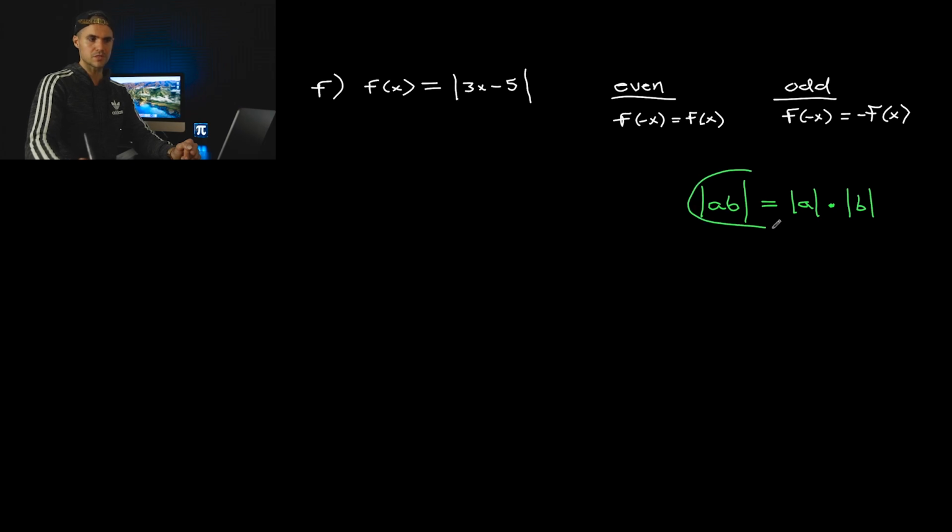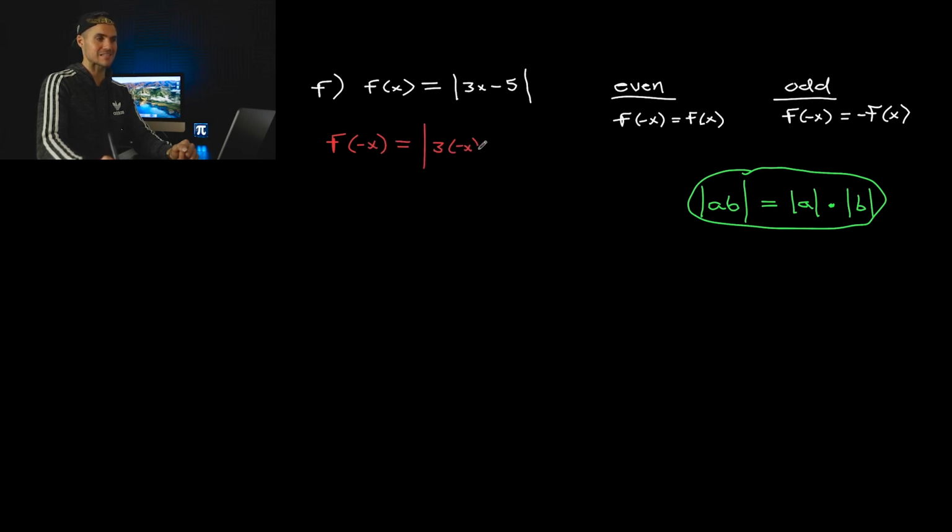So I am going to be using this property when I algebraically show whether it's even, odd, or neither. Okay, so we have f of x equals the absolute value of 3x minus 5. What we need to do now is find what f of negative x is going to be. So we're going to plug in negative x for the x values, like that. And so here we would have the absolute value of negative 3x minus 5.